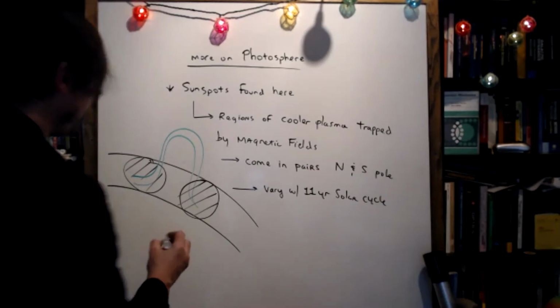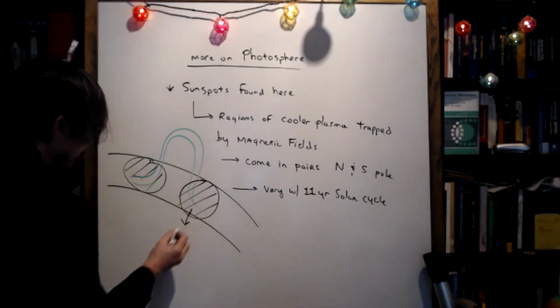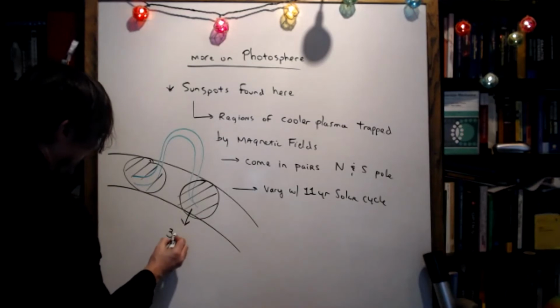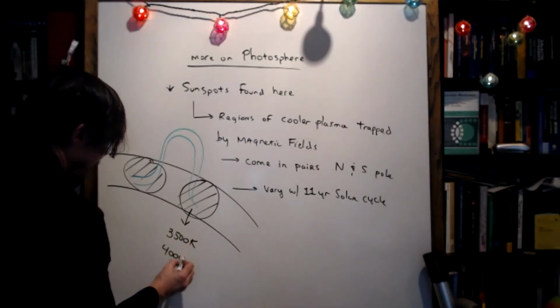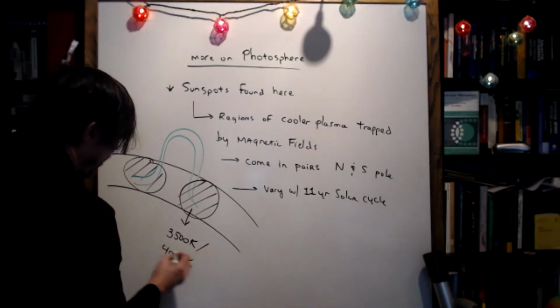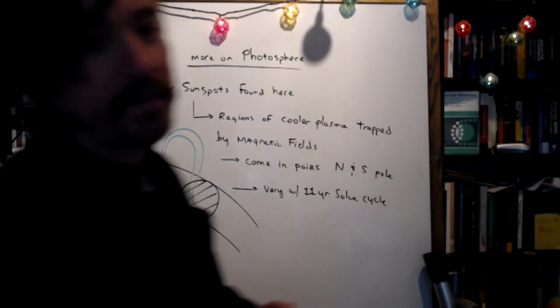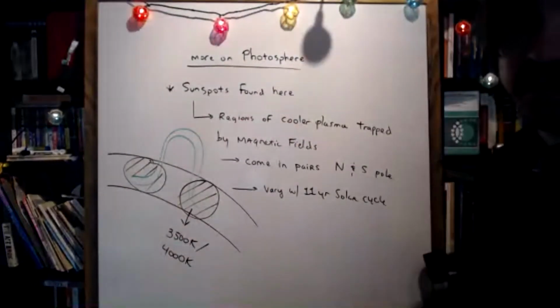Typically, the temperature of a sunspot is something around 3,500 Kelvin or maybe 4,000 Kelvin. And in our next class, we'll do a sample problem on that. So I want you guys to remember that we did this.